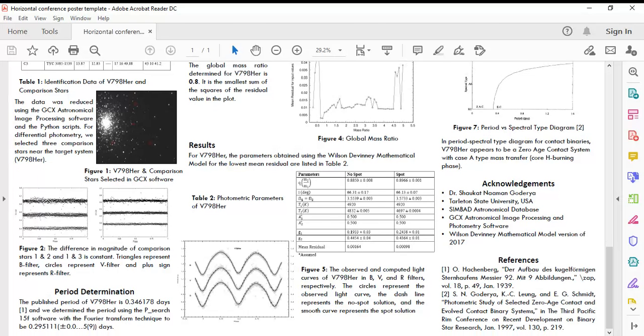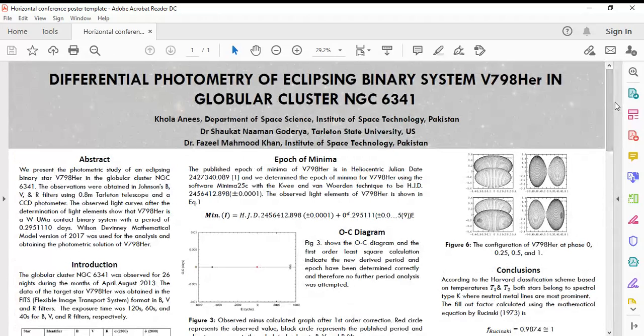Now for period determination, we used PERIOD04 software with Fourier transform technique. However, the observed period is slightly different from the published one. Epoch of minima. The epoch of minima was obtained in heliocentric Julian date using the software Minima 25C with the Kwee and van Woerden technique. Equation 1 represents the observed light elements of the target system V798Her.